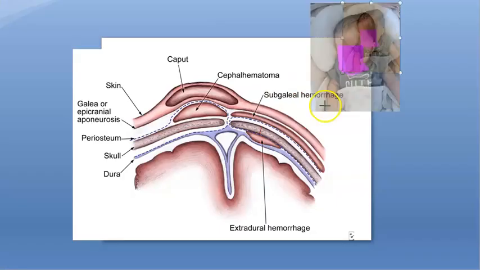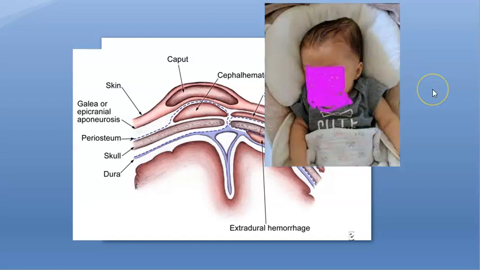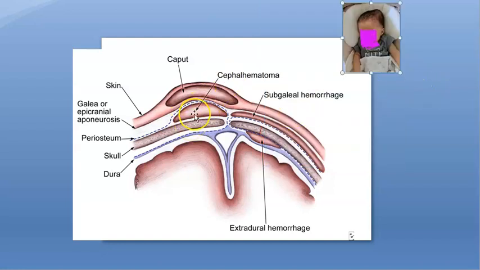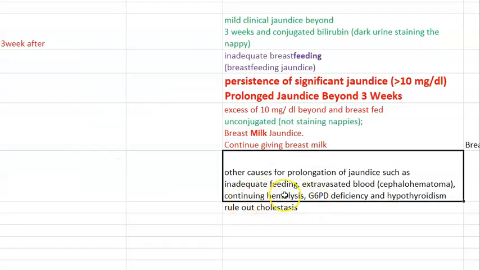So what did we tell you? Cephalohematoma. Look at this swelling. Basically, a cephalohematoma is between the periosteum and the skull. That is where the blood collection is. So this extravasation of blood can be causing the hemolysis, bilirubin. There is some continuing hemolysis. You will have to check why there is still hemolysis.